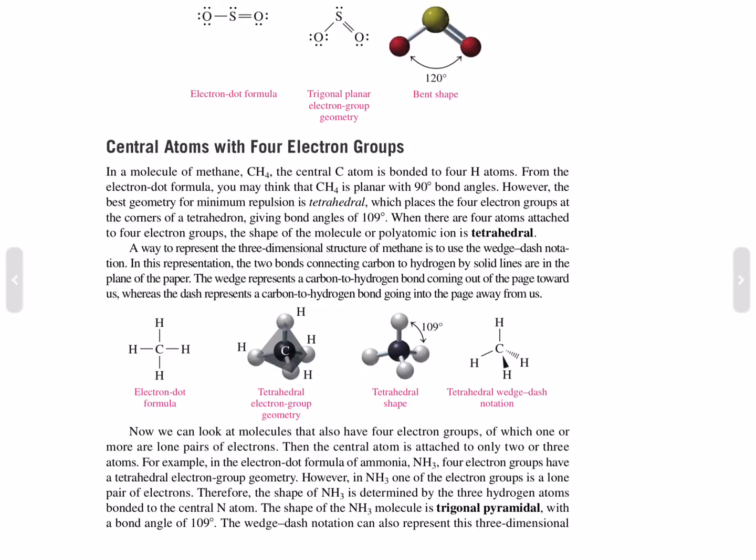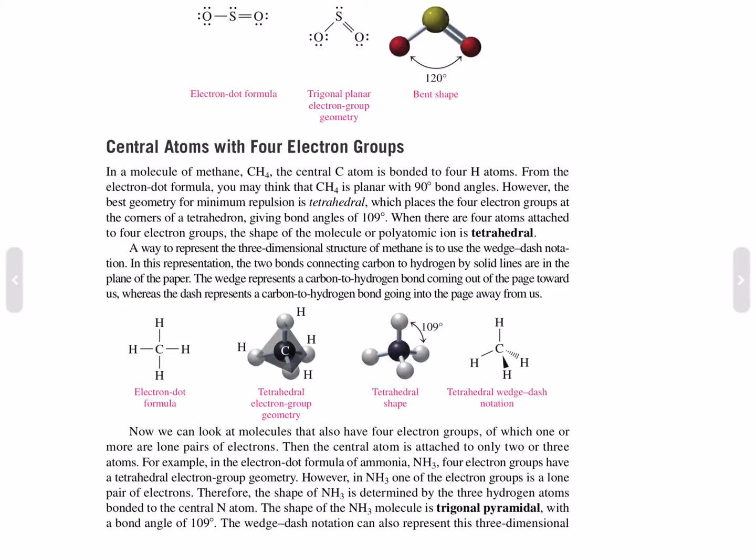A way to represent the three-dimensional structure of methane is to use the wedge-dash notation. In this representation, the two bonds connecting carbon to hydrogen by solid lines are in the plane of the paper. The wedge represents the carbon-hydrogen bond coming out of the page towards us, whereas the dash represents the carbon-hydrogen bond going into the page away from us.